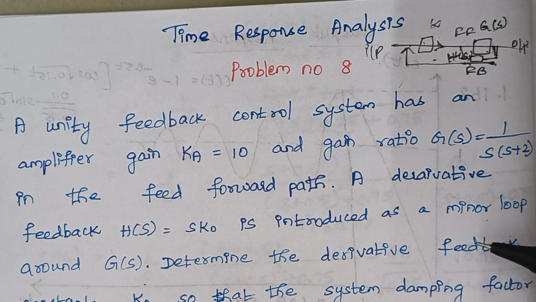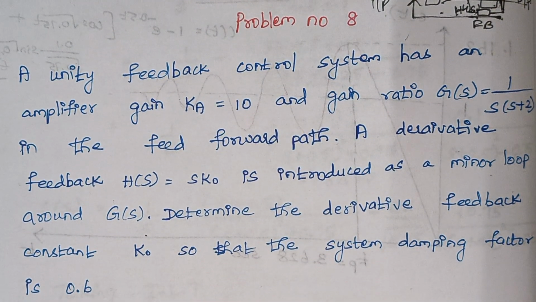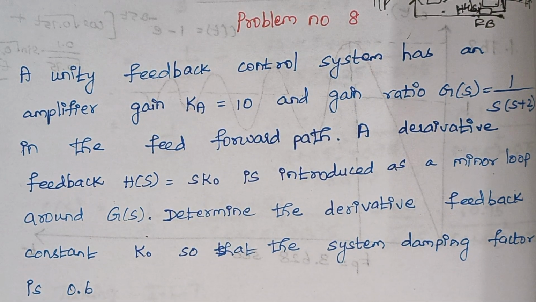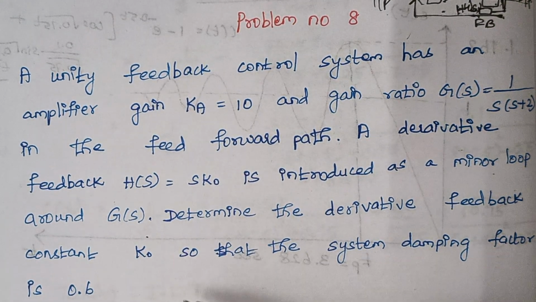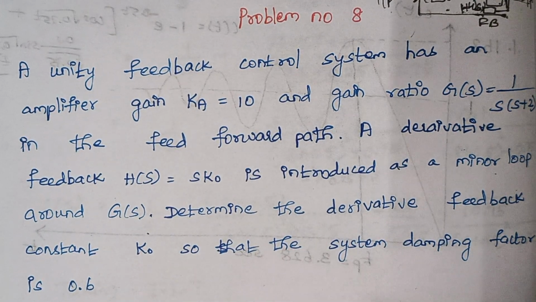Then determine the derivative feedback constant K naught so that the damping factor is 0.6. That is, they had given the value of zeta as 0.6. We have to find K naught.